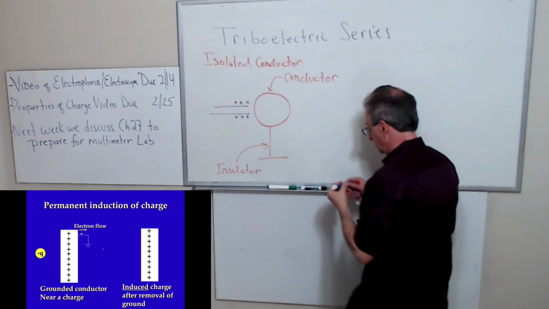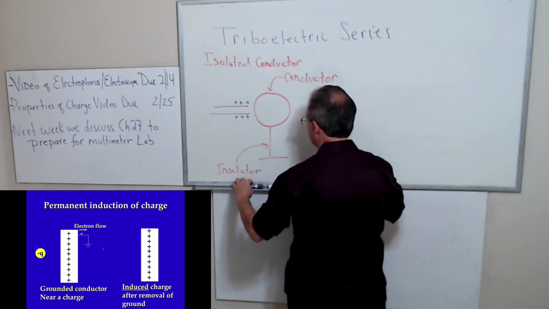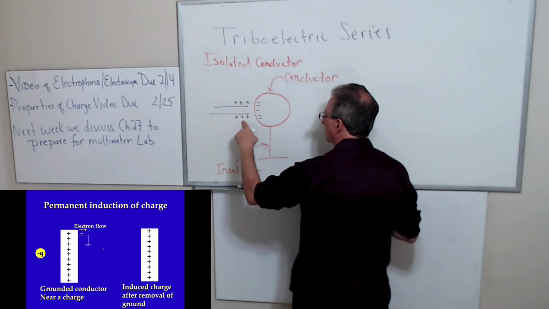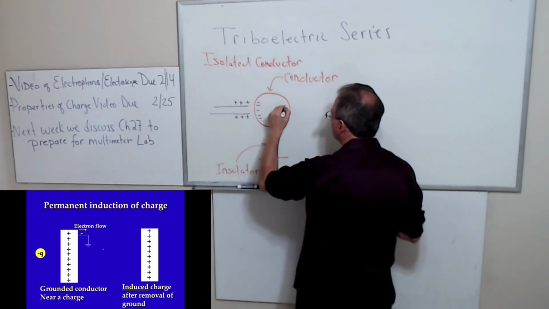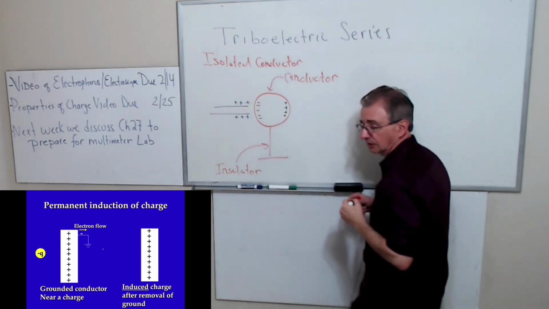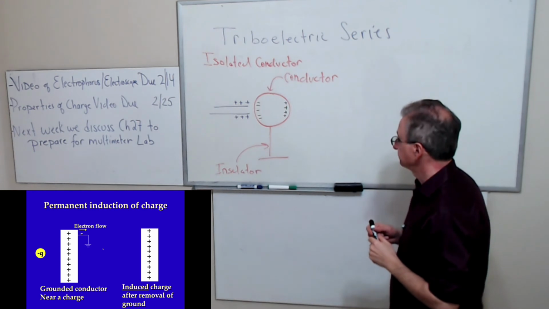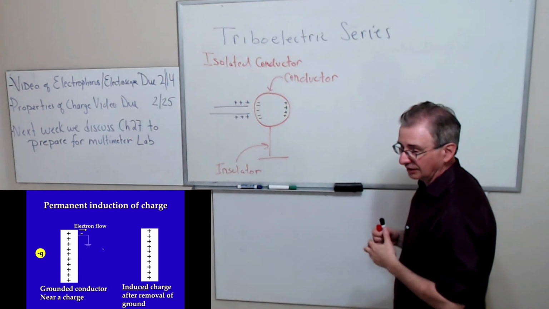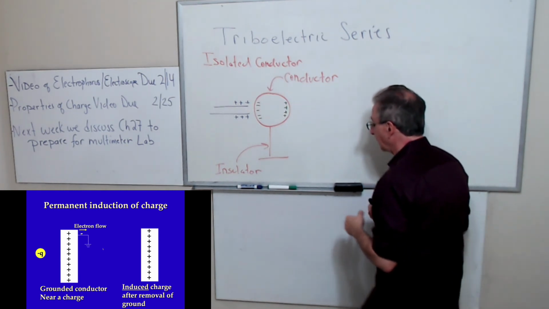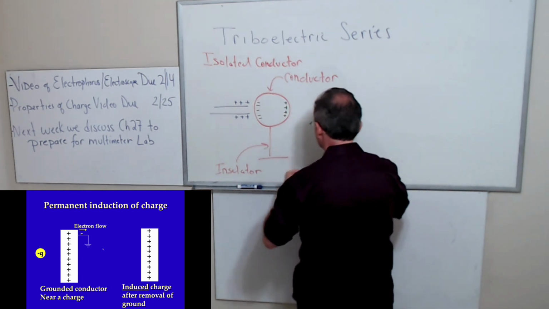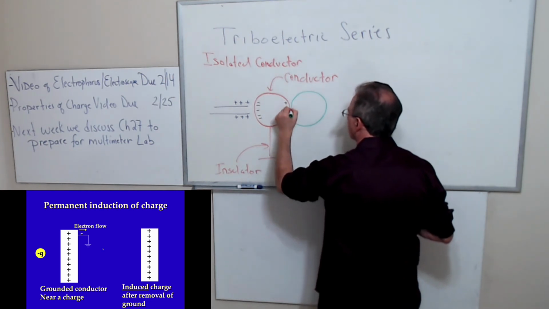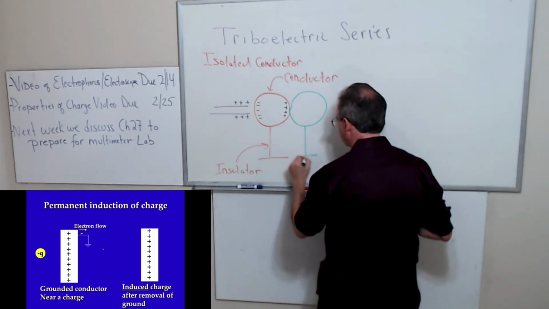What's going to happen? Well, the electrons want to be close to this rod, and then you're going to be left with positive charge here. Okay, so that's the same thing as what I showed you with that isolated conductor. Now let's say I take another one of these spherical conductors and just put it in contact.